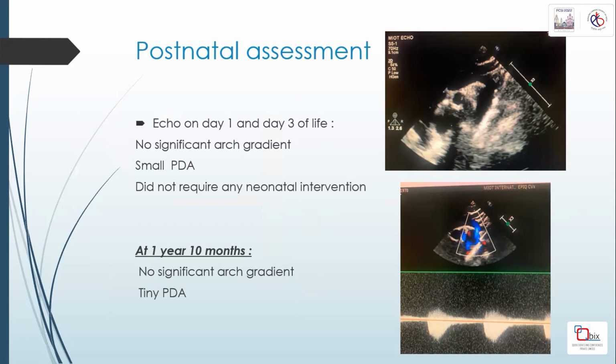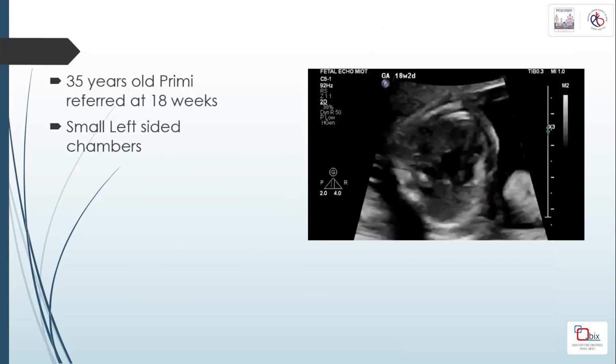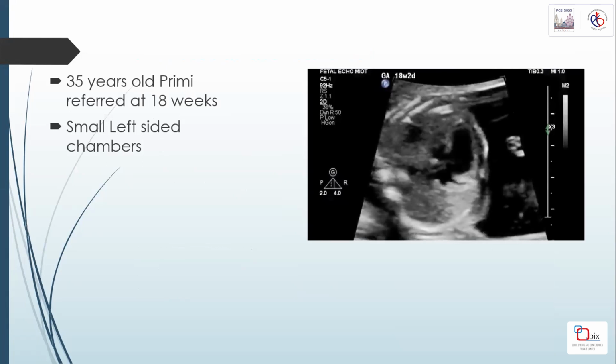This child is at follow-up now at 1 year, 10 months, and you can still see that small narrowing there near the isthmus, which is still present in this child. So far, no significant gradient. This is a 35-year-old primigravida, was referred at 18 weeks for small left-sided chambers, definitely doomed as an evolving hypoplastic left heart syndrome. She did have very difficult fetal position to examine.